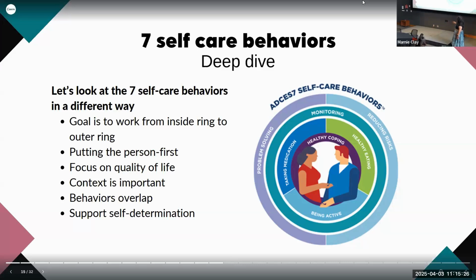And then ultimately the goal is to support self-determination. Like we said, health is not one size fits all. Health is not everybody having an A1C of 6.5%. It means different things for different people.